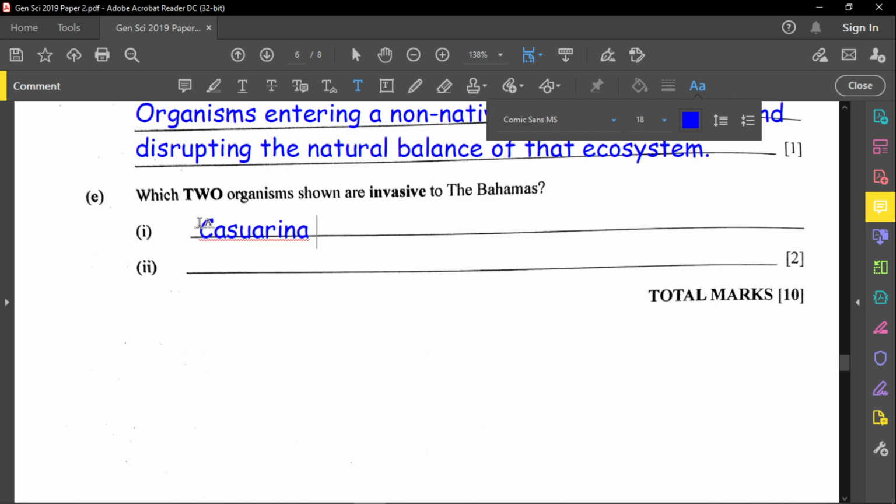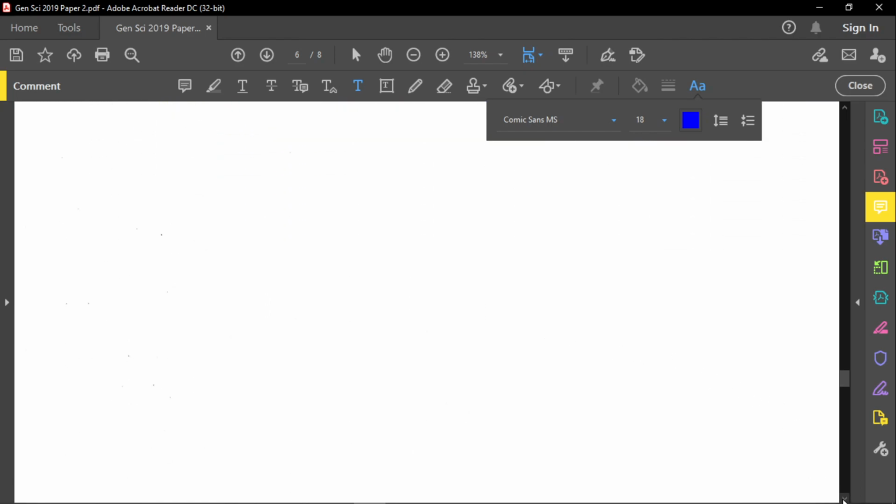So the casuarina and also the lionfish. All right, so those two are the invasive species or organisms to the Bahamas. Let's go to our next question.